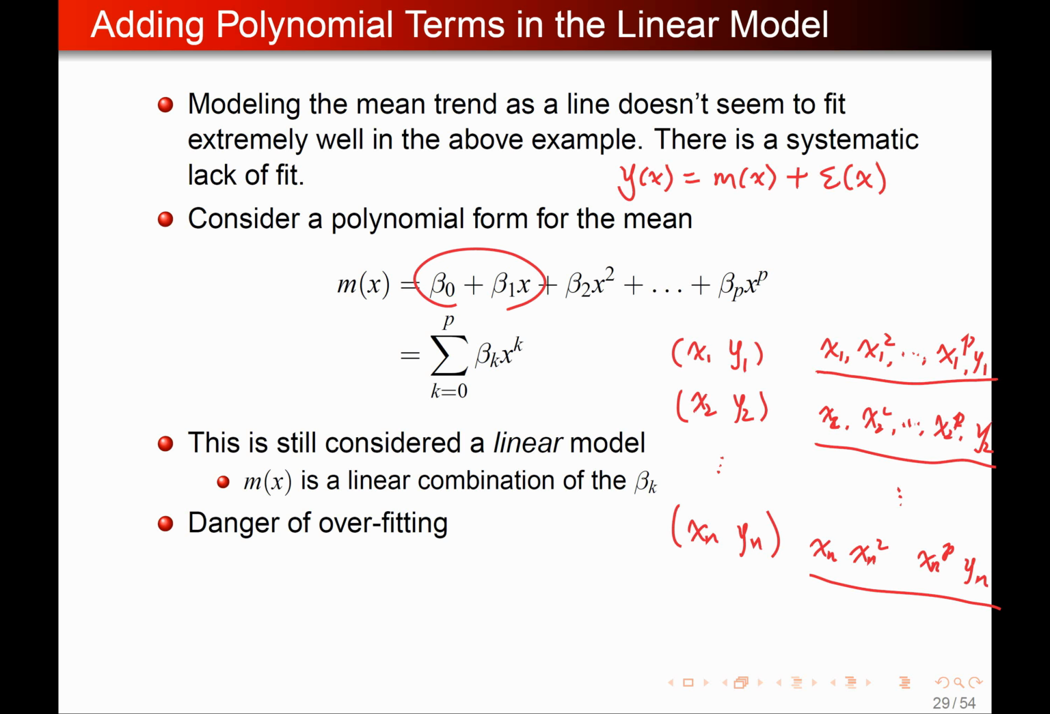Previously we only had these two terms. Now we add the polynomial terms. So in this case, instead of xi and yi, now we have xi squared and xi to the power p, to yi. So we have more columns in the regression. But this is still considered a linear model. Why? Because the mean is a linear combination of the beta. But there's a danger of overfitting if we include too many terms.